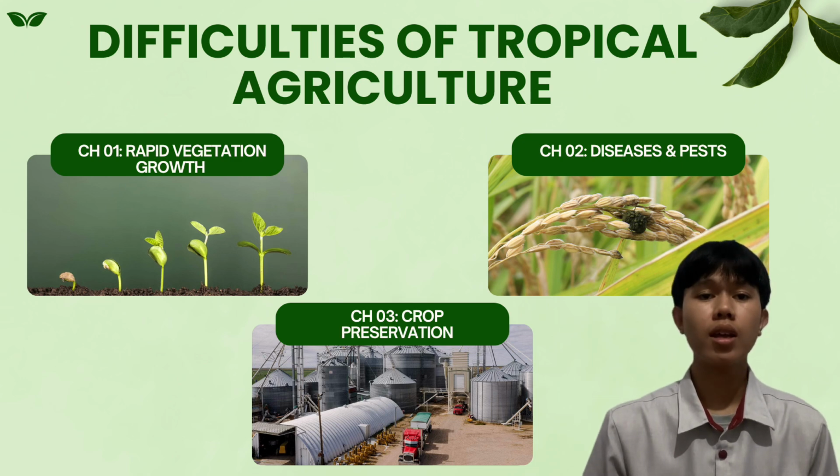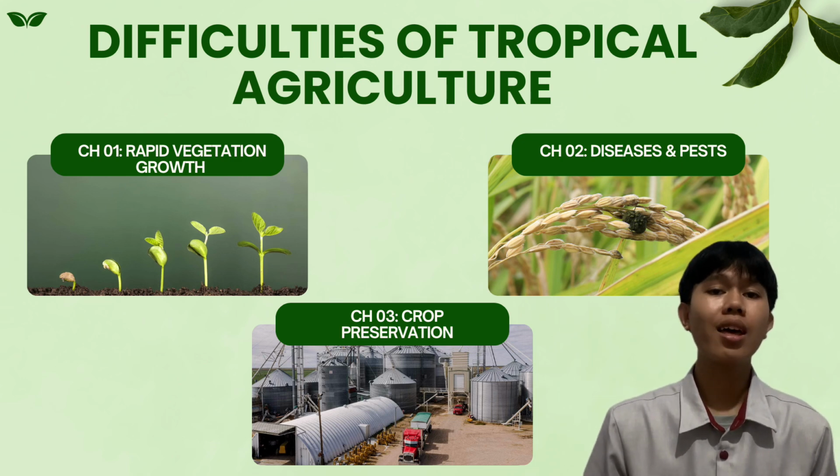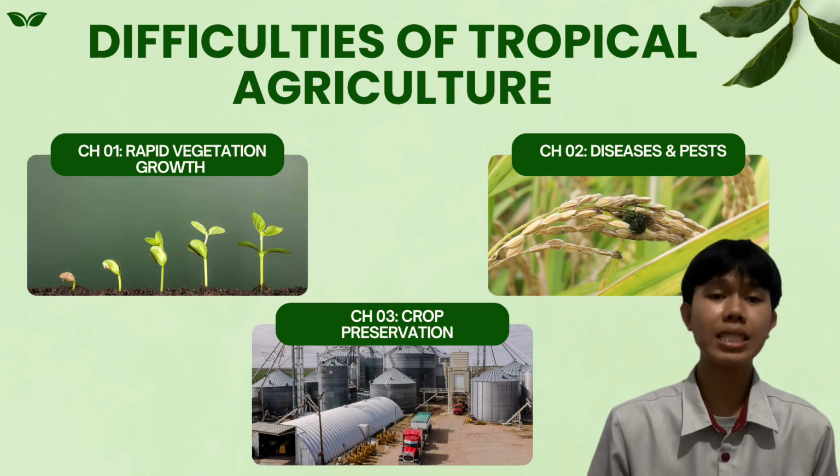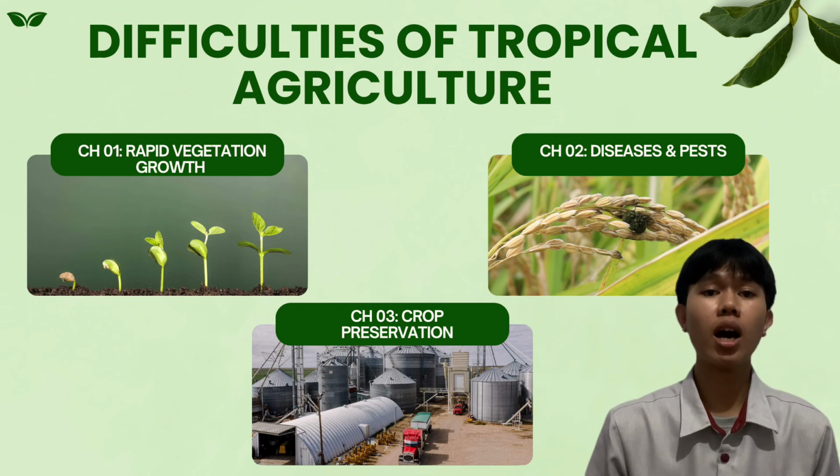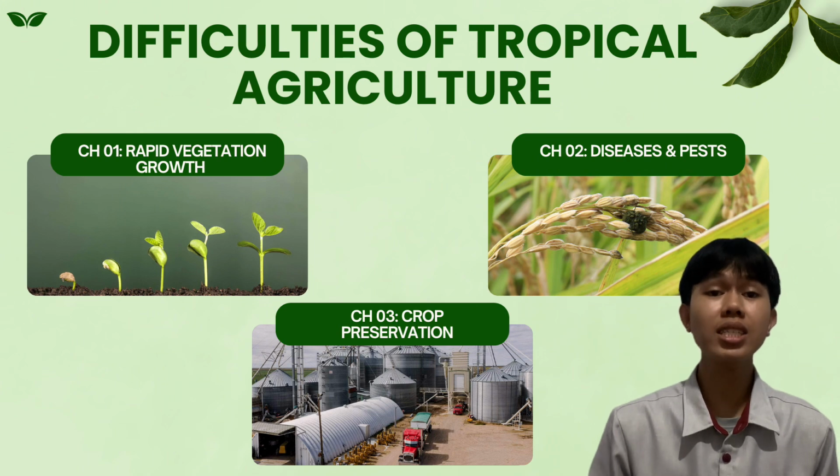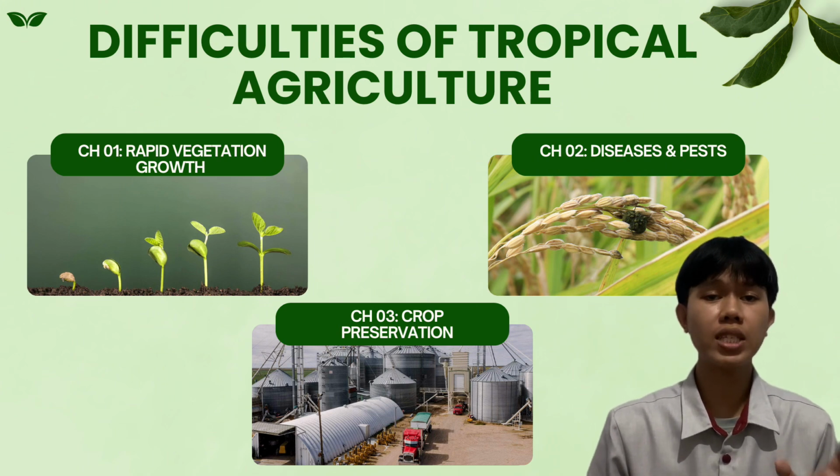The second challenge is that there are also many more diseases and insect pests in tropical climates. This means that farmers have to work harder to keep their crops healthy, because disease or pests can damage the plants and reduce the harvest.